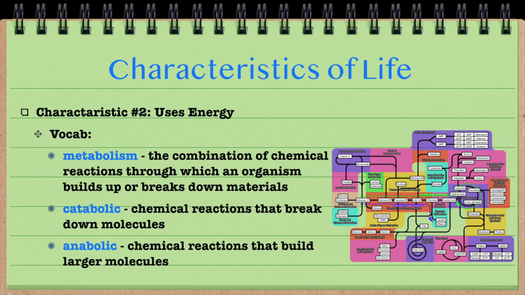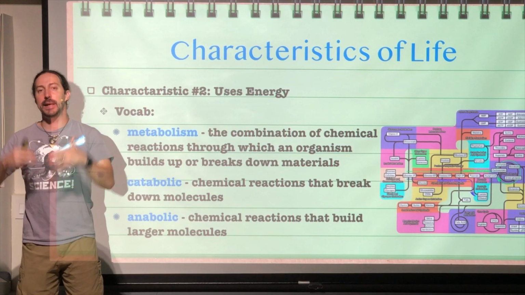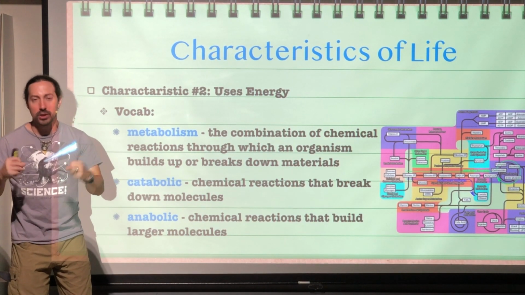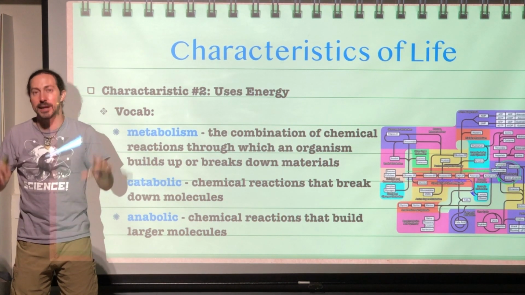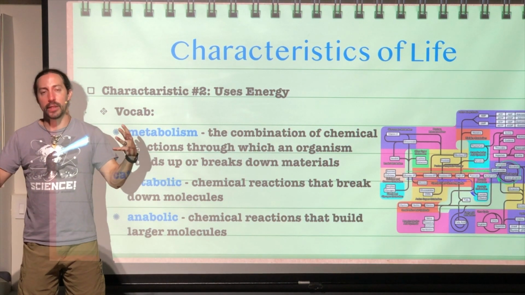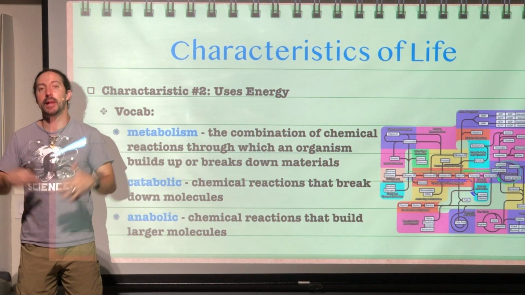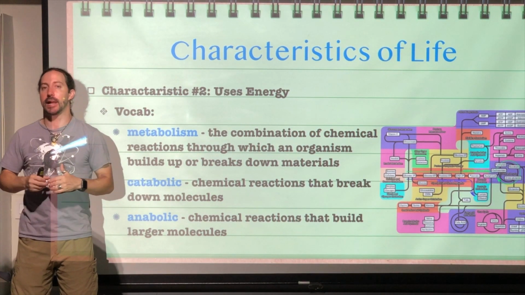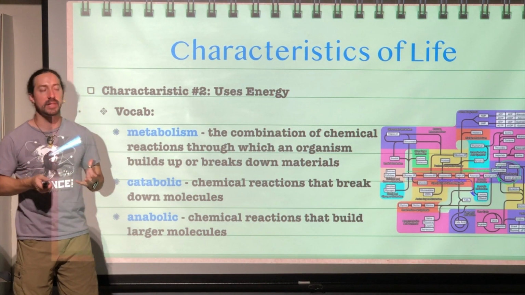Next, all life uses energy. And we typically think about that as the metabolism of the organism. So the metabolism is all the chemical reactions that take place within an organism. That could be digestion, which would be a catabolic reaction. That's a reaction that breaks things down. So as you consume food and you break it down, that's a catabolic reaction. Or it could be about growing bigger, building that organism up, and that would be anabolic reactions. The combination of catabolic and anabolic reactions are the metabolism of a specific organism.